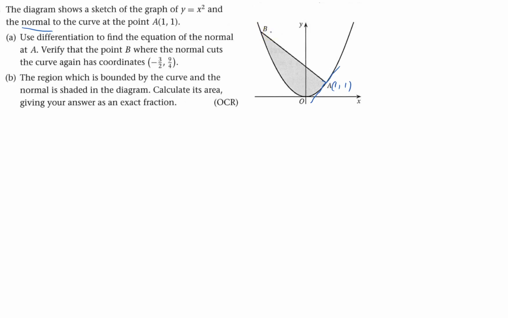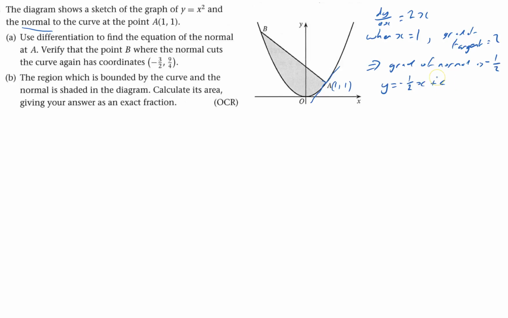So the first thing I want to do is dy by dx. We've got x squared, which differentiates to 2x, and when x equals 1, the gradient of the tangent equals 2 times 1, which is 2. Therefore the gradient of the normal is minus a half. So I've got y equals minus a half x plus c, and I want to find c, so I'll sub in (1, 1).